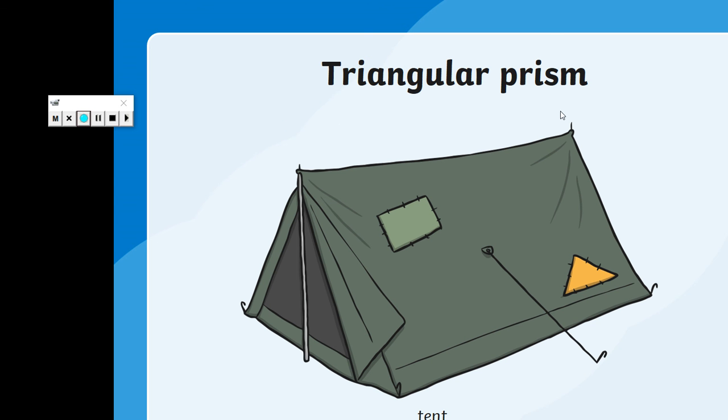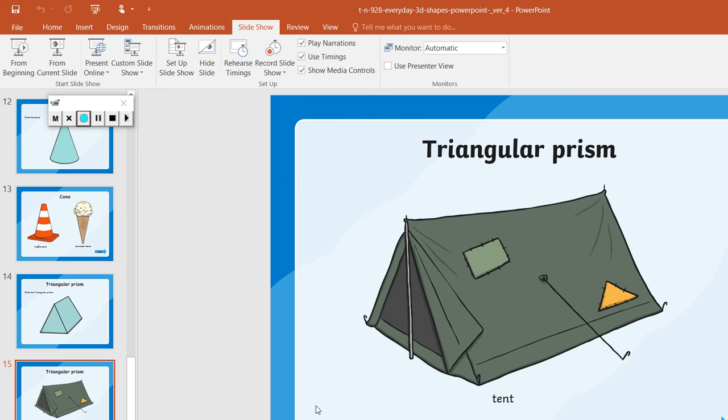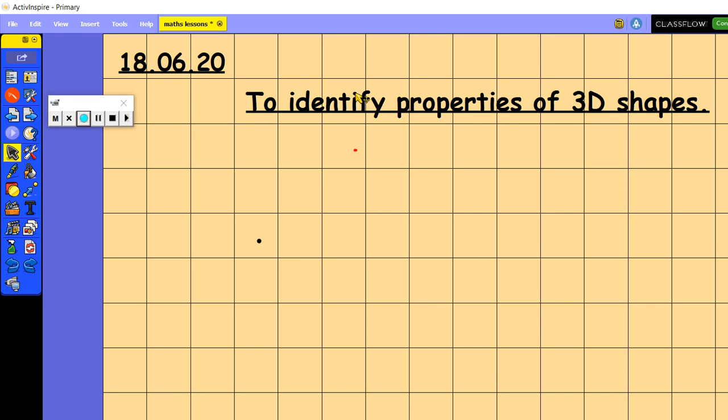So today I would like you to head round your house and see if you can find any 3D shapes. I would like to see you identifying the properties of those 3D shapes. So telling me how many faces, how many vertices, how many edges you can see. So have some fun, see what you can find and let me know.